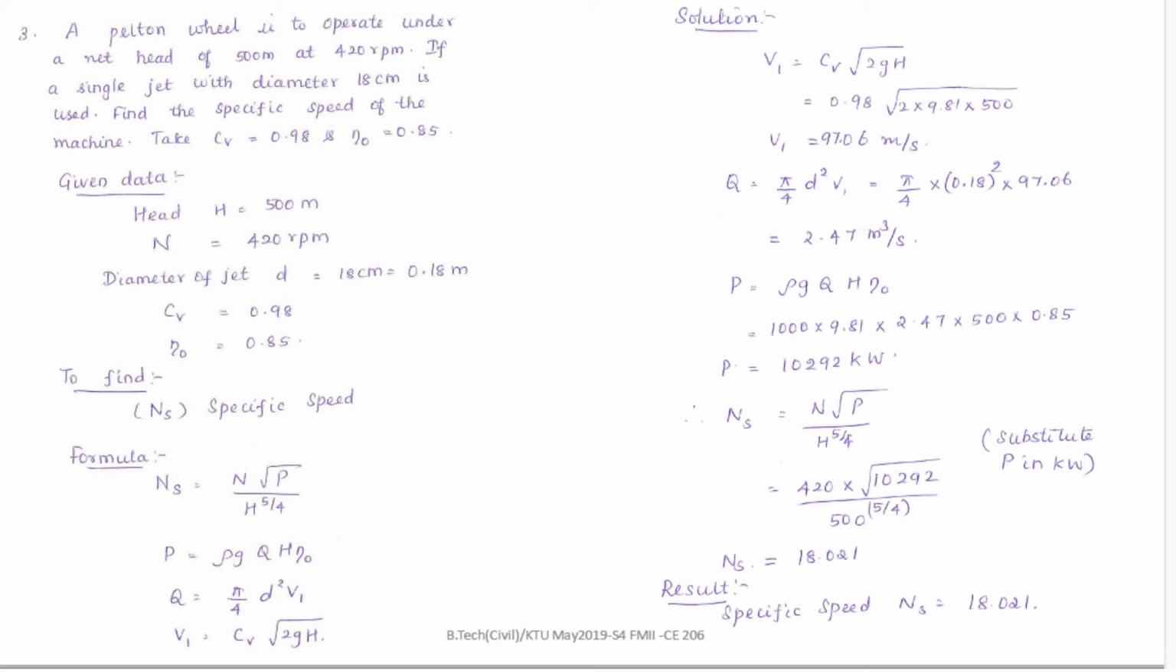Now finally, you have to substitute all the values in Ns. In our formula, Ns is equal to N, which is given as 420, into square root of P. Listen carefully: you have to substitute power in terms of kilowatts. No need to convert into watts. That is 10292, substitute it as it is, divided by head, which is 500, given in the problem. So 500 power 5 by 4. You will easily get the specific speed.